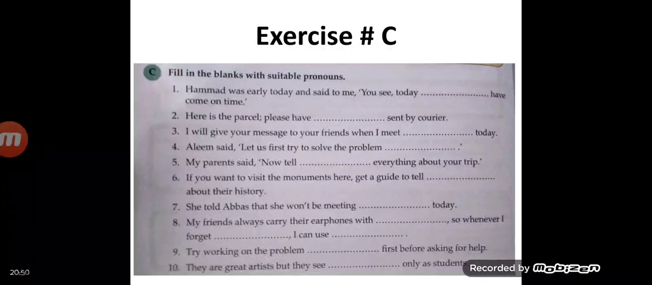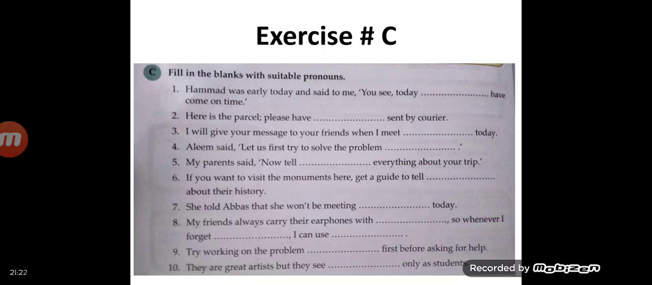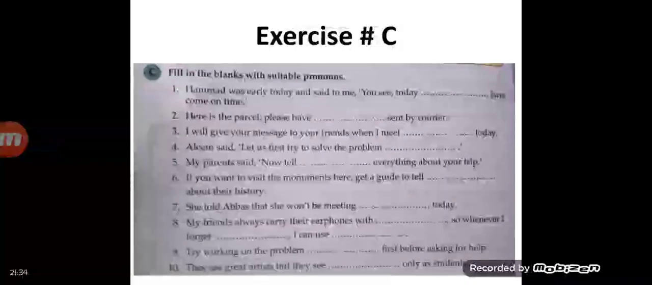The seventh option. She told Abbas that she won't be meeting Dash today. Whom is she going to meet? Abbas. For Abbas, you will use him. Yes, she told Abbas that she won't be meeting him today. My friends always carry their earphones with them. So whenever I forget mine, M-I-N-E, mine, I can use theirs, T-H-E-I-R-S, theirs. I'm repeating, my friends always carry their earphones with them. So whenever I forget mine, I can use theirs.